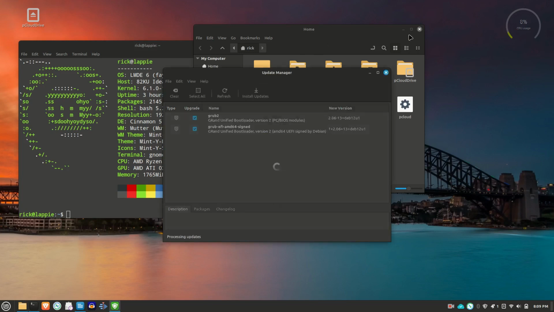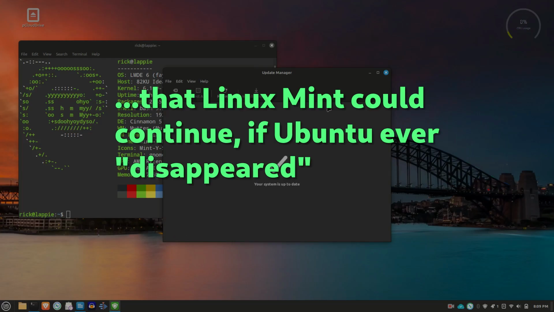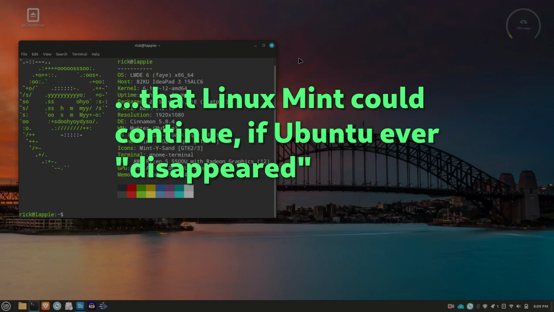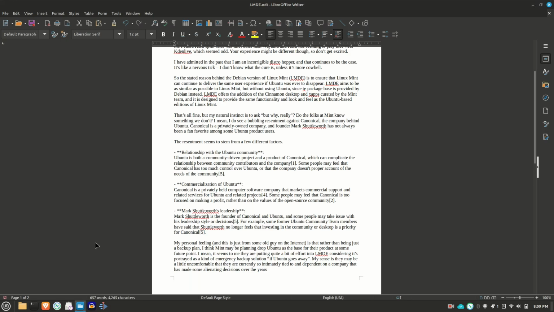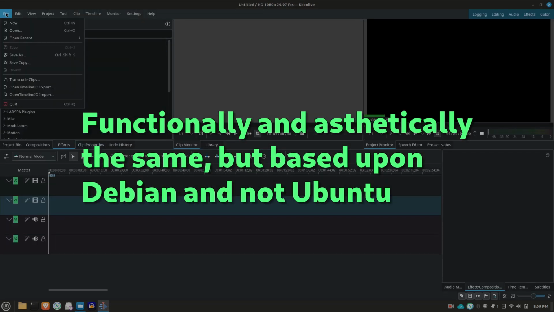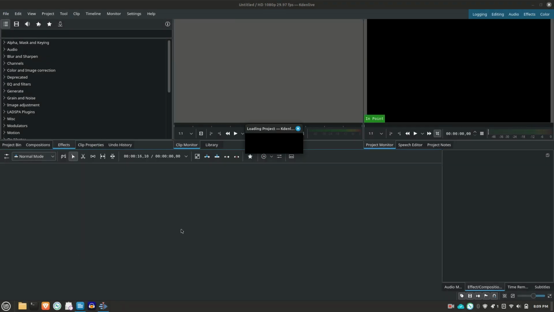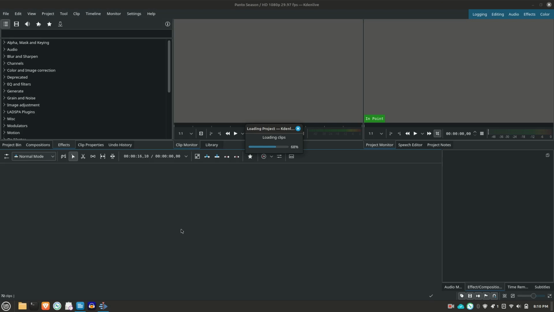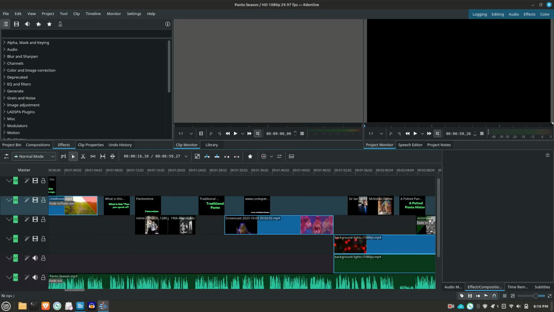So, the stated reason behind the Debian version of Linux Mint, or LMDE, is to ensure that Linux Mint can continue to deliver the same user experience if Ubuntu was ever to disappear. LMDE aims to be as similar as possible to Linux Mint but without using Ubuntu, since the package base is provided by Debian instead. LMDE offers the addition of the Cinnamon desktop and XApps curated by the Mint team, and is designed to provide the same functionality and look and feel as the Ubuntu-based editions of Linux Mint.